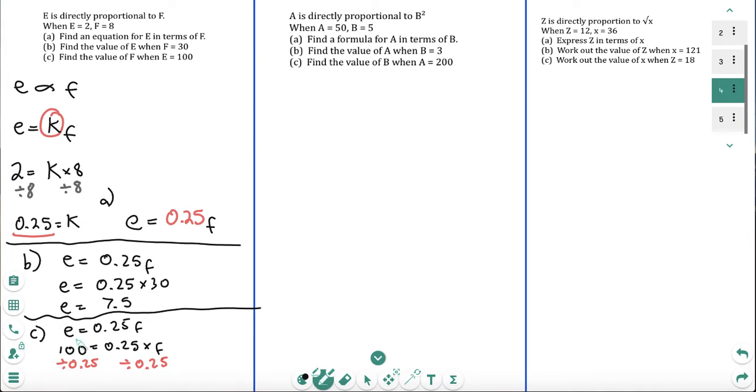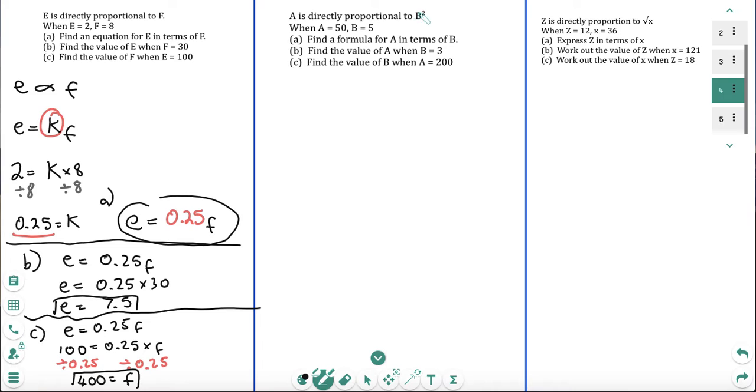100 divided by 0.25 is 400. Times 0.25 divided by 0.25, they cancel out. We're left with f, and f is 400. So once you find your formula for part A, B and C should be pretty straightforward as long as your algebra is good. Let's do this question.